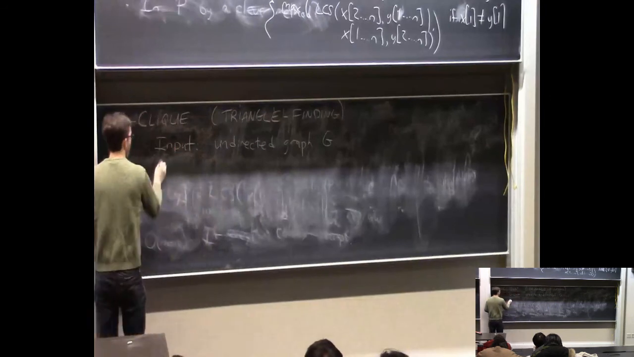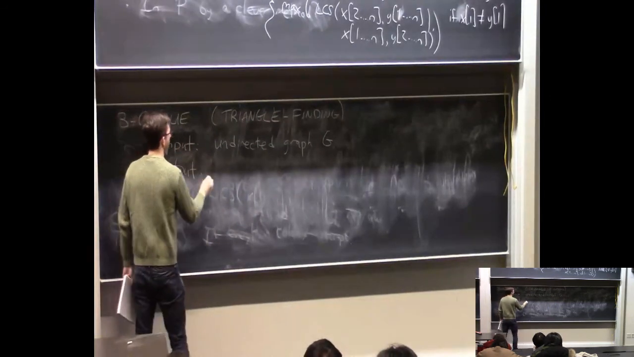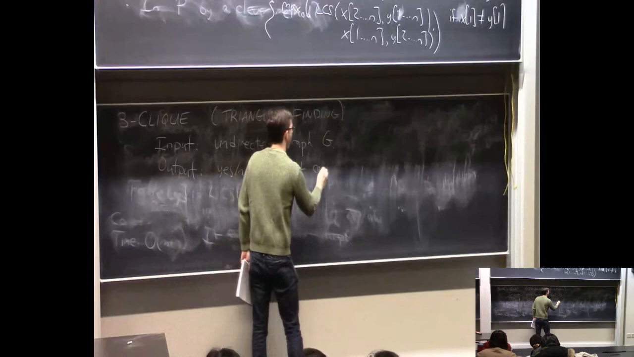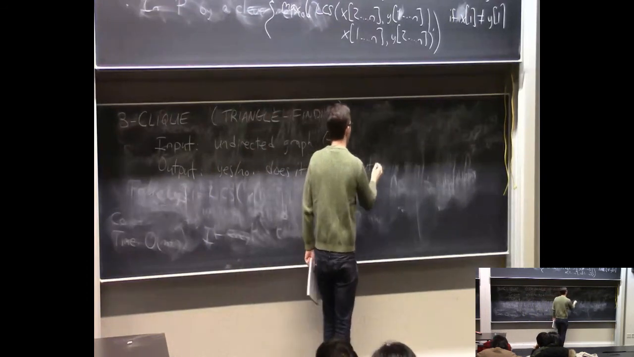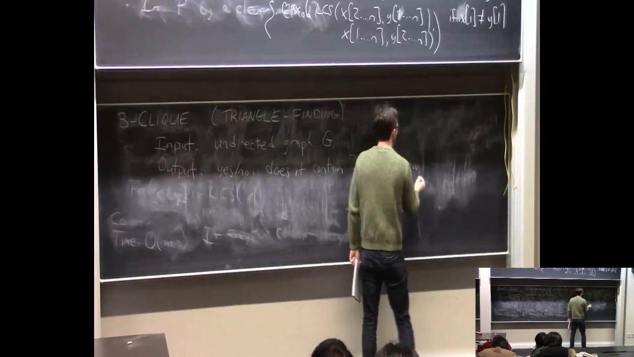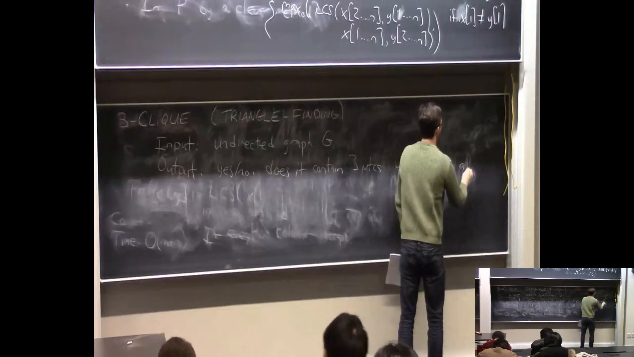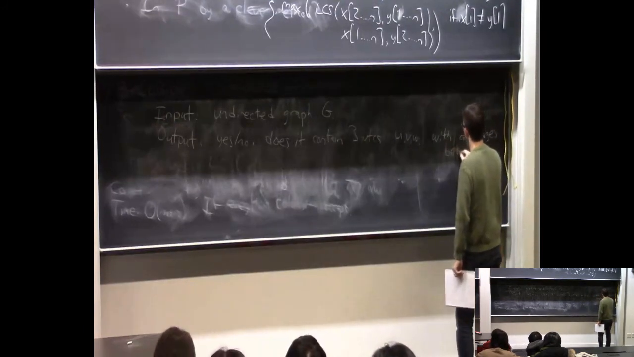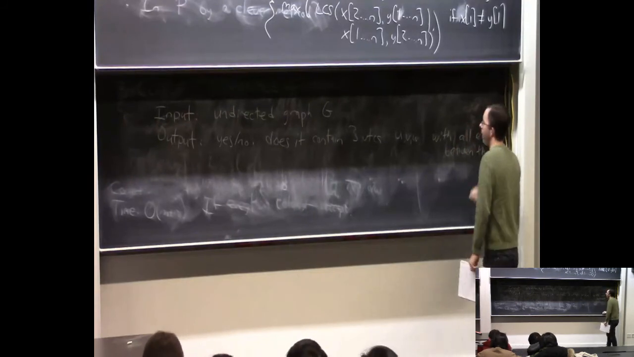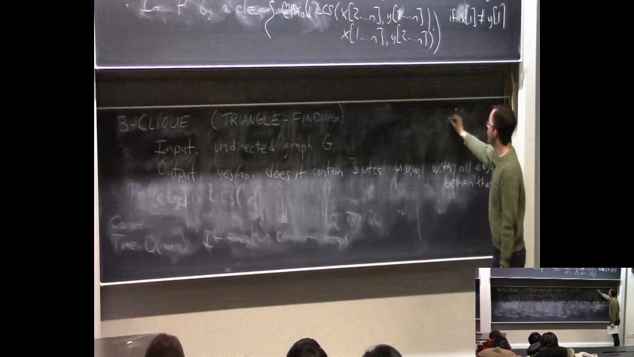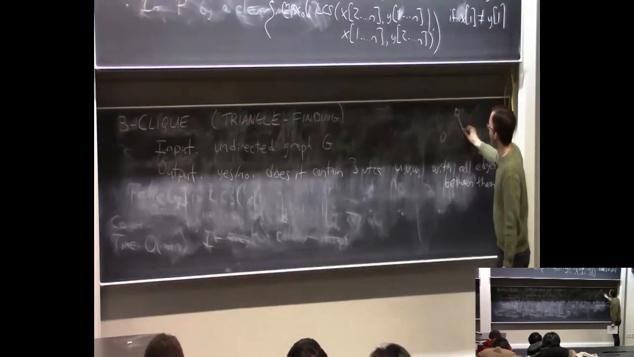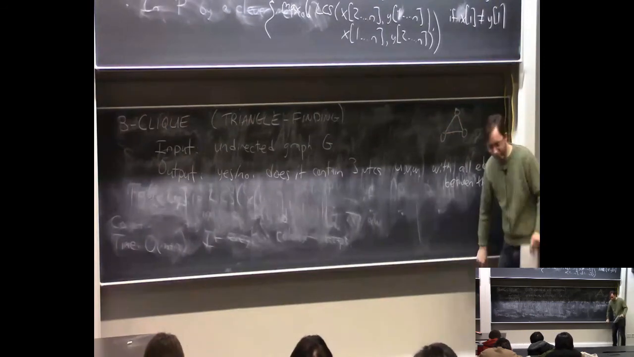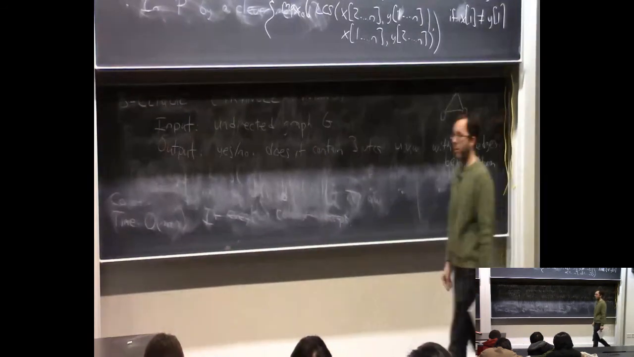And now it's a decision problem again. It's a yes or no answer. Does it contain 3 vertices, u, v, and w, with all possible edges between them? So basically you're trying to look in the graph to see if it has a copy of this anywhere. And that's why it's called triangle finding. OK, so that's the problem.